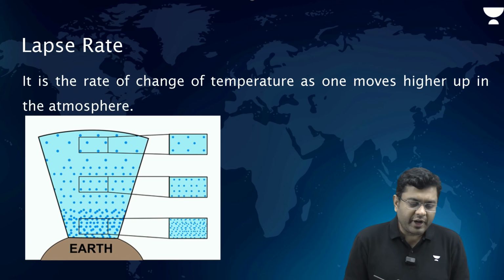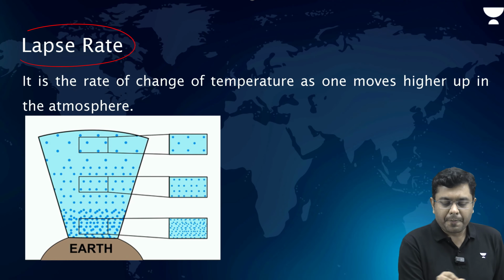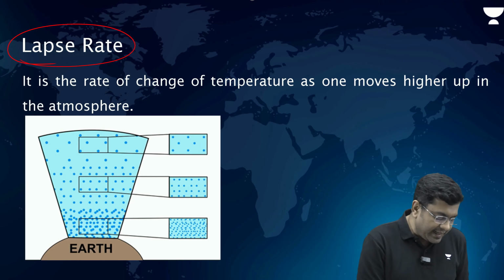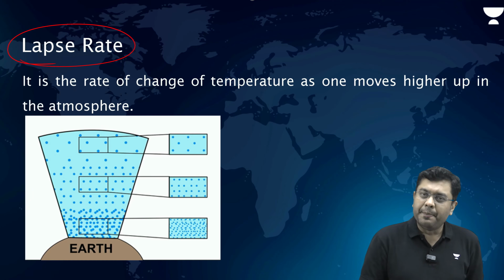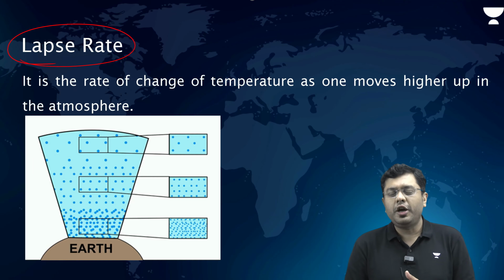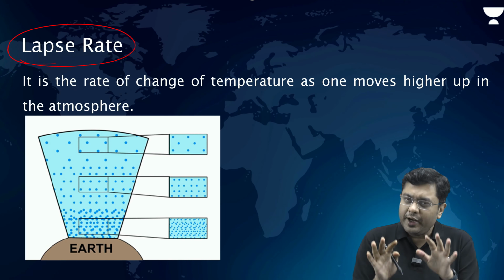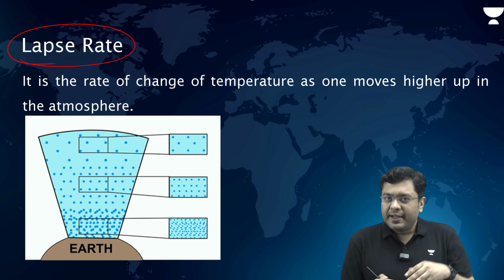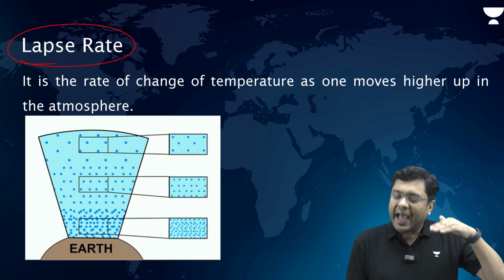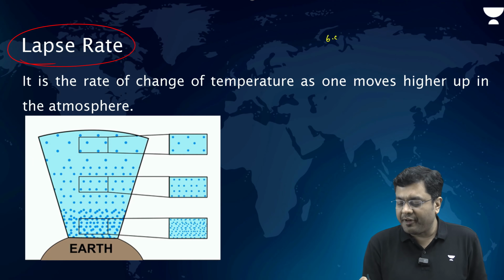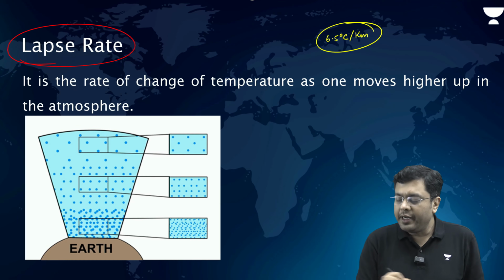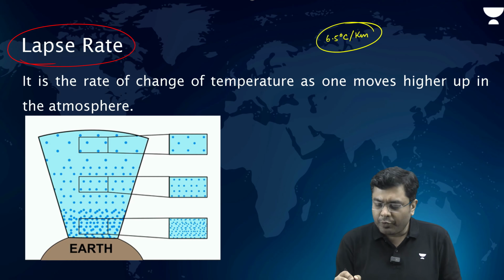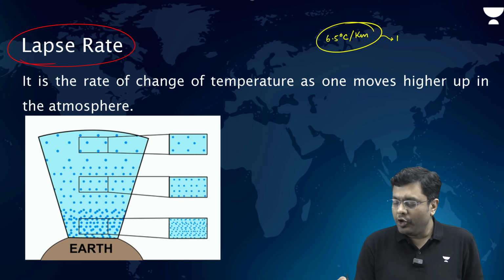This is what is also referred to as lapse rate. Lapse rate basically indicates the decrease in temperature, or the change in temperature, with height. Under normal circumstances, temperature tends to decrease at a rate of around 6.5 degrees Celsius per kilometer. This is what is also referred to as the normal lapse rate or the environmental lapse rate.